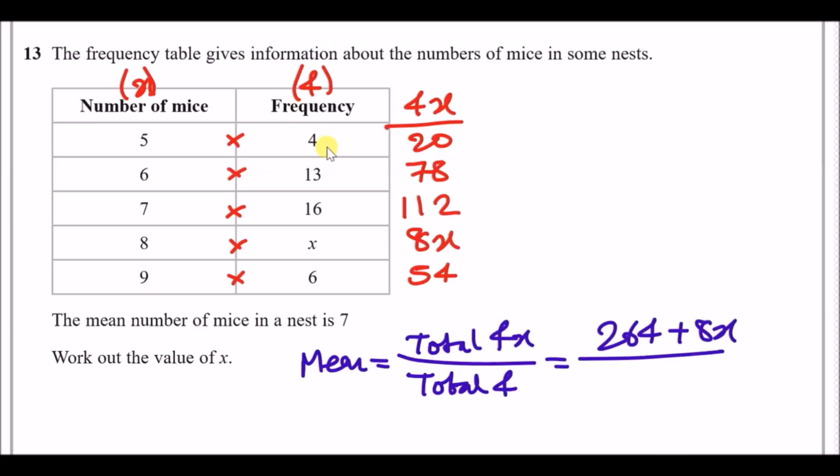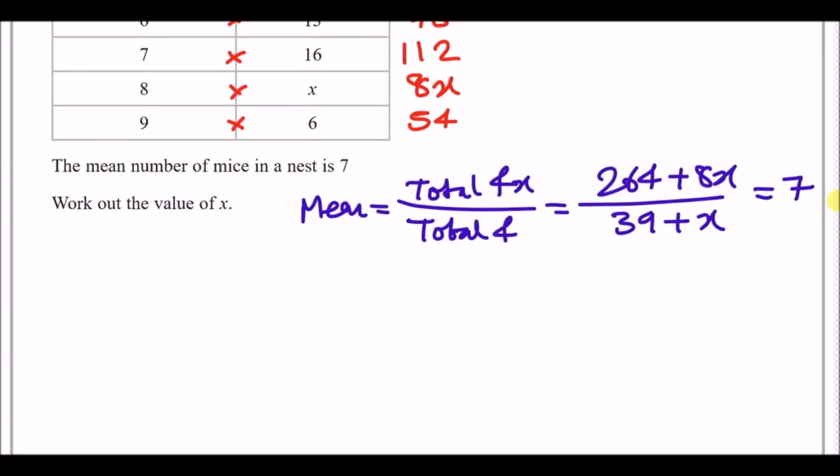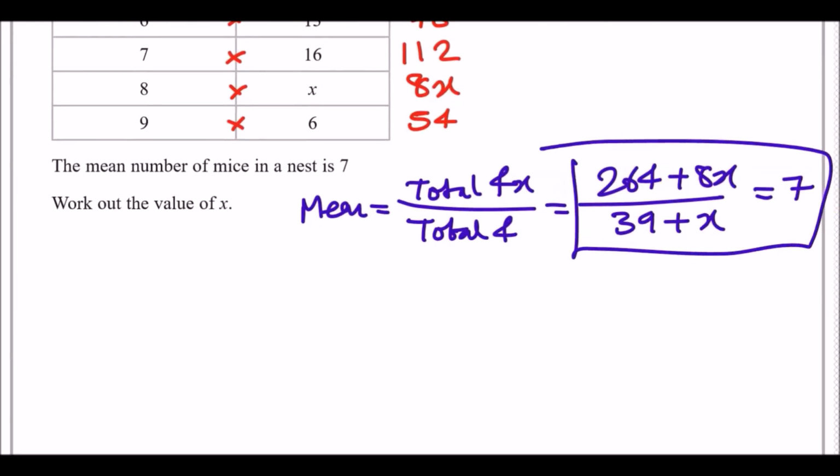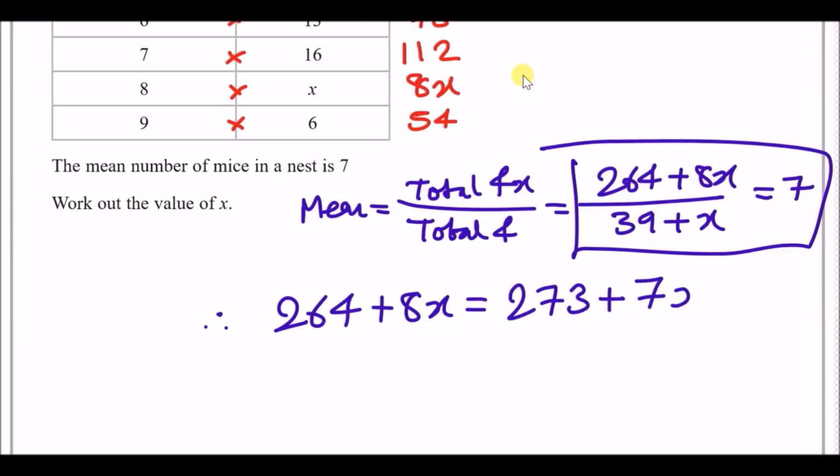And the total frequency, if you add up all of these, you're going to get 39 plus x. And we know that the mean is supposed to equal 7. Okay, now all you guys want to do is literally solve this part of the equation and find the value of x. So to do that, let's multiply 39 plus x across. So we want to clear the fraction. So you're going to have 264 plus 8x equals 7 times 39 plus x, 273 plus 7x.